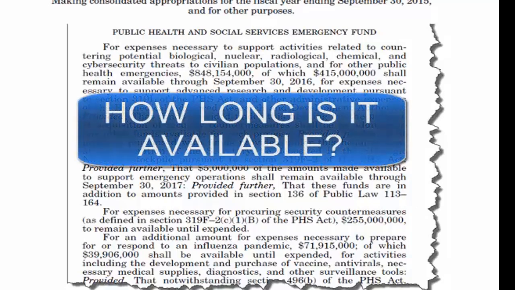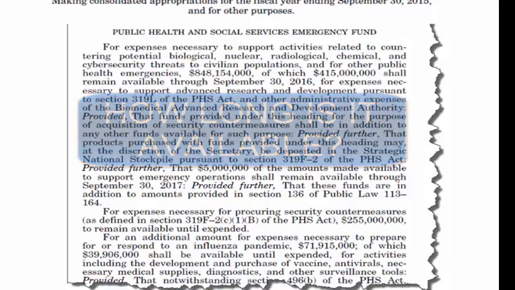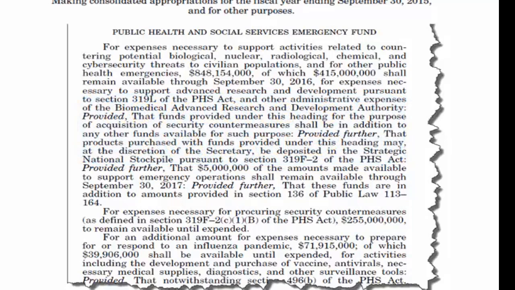Question 4. How long is the appropriation available? We have learned that the default period of availability in a standalone, consolidated, and supplemental appropriation act is 1 year. But we also know that Congress may otherwise specify a period of availability. When this is done, this language typically follows the language specifying the amount. Note, for example, $415 million of the $848,154,000 shall remain available through September 30, 2016. This tells us this amount is available for 2 years.